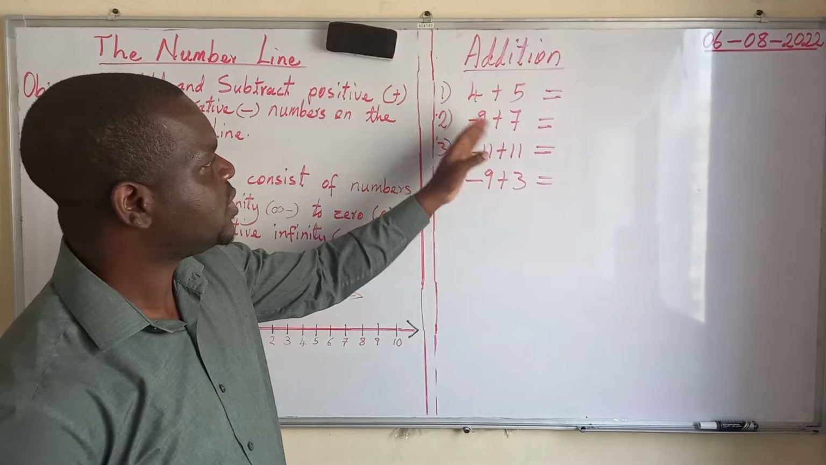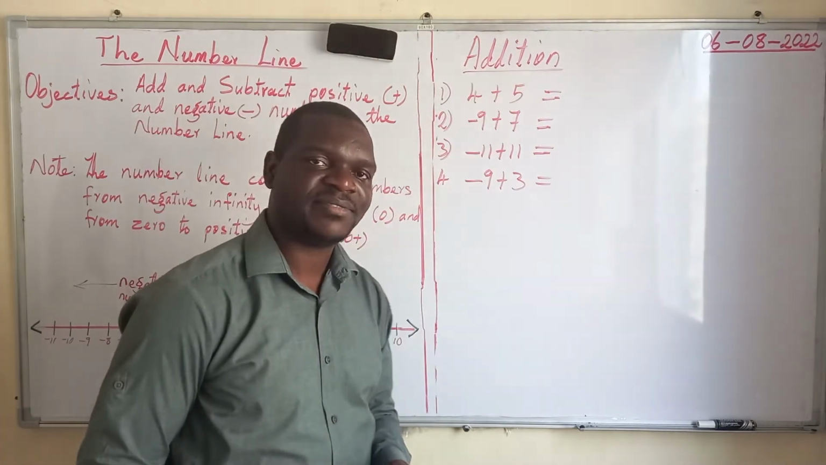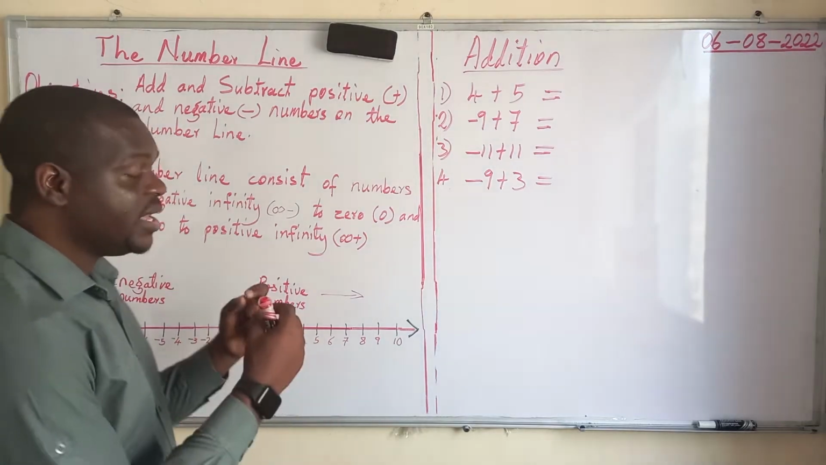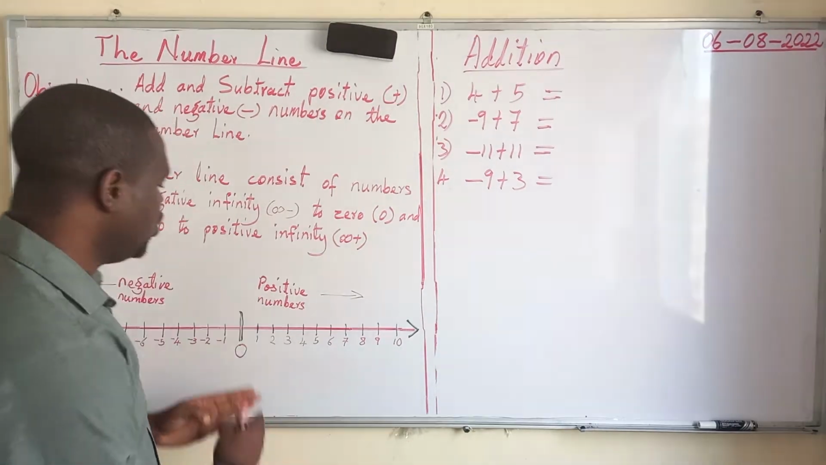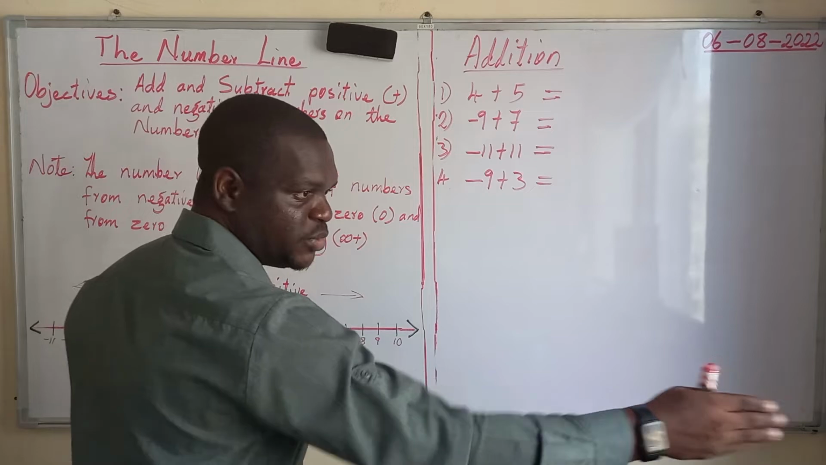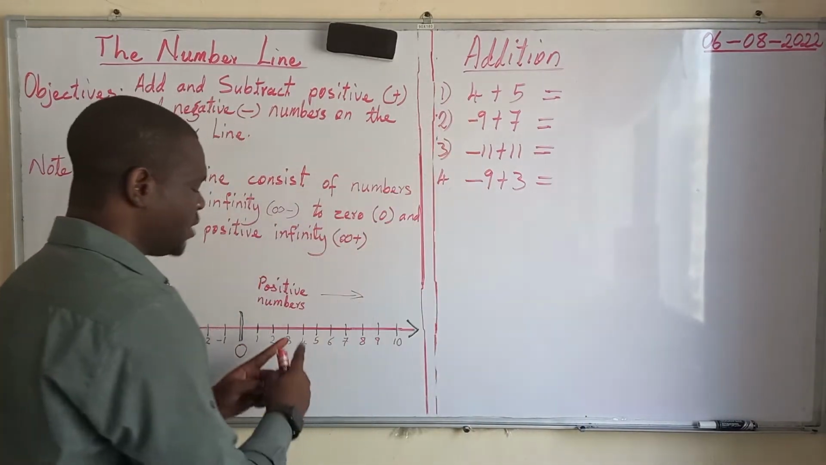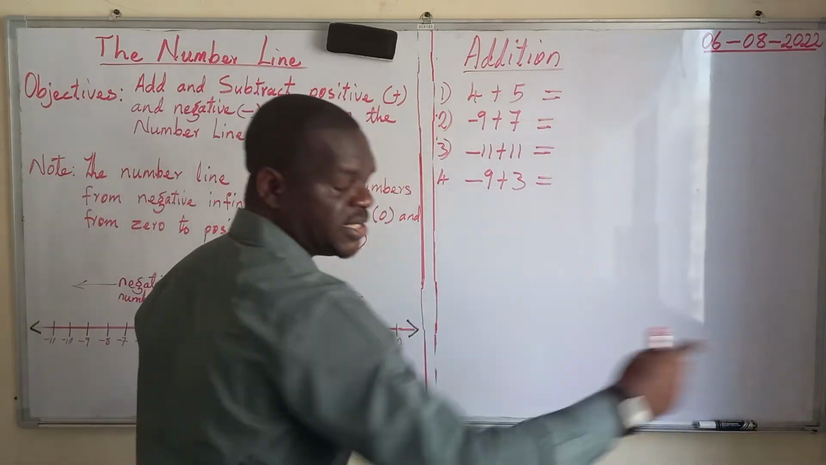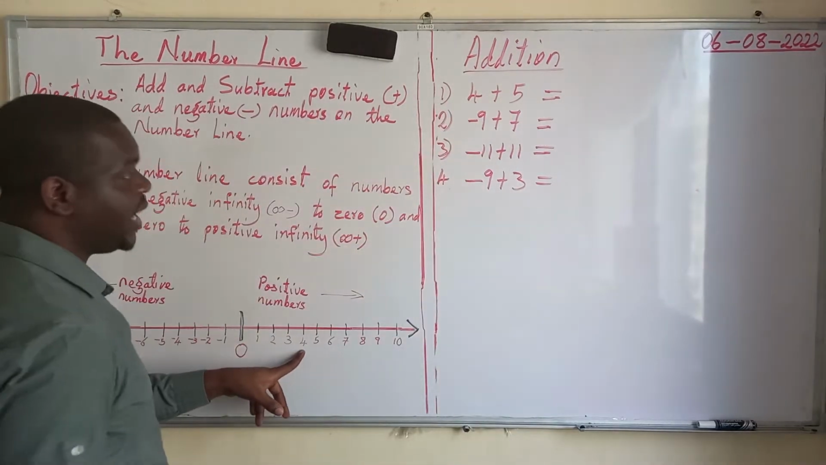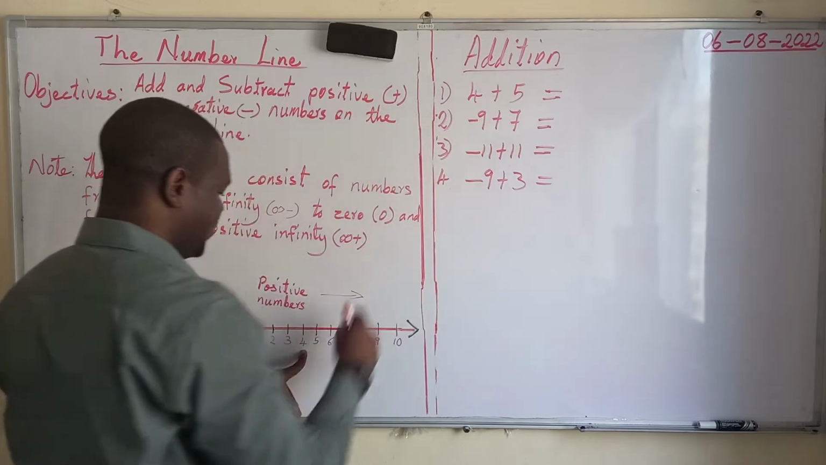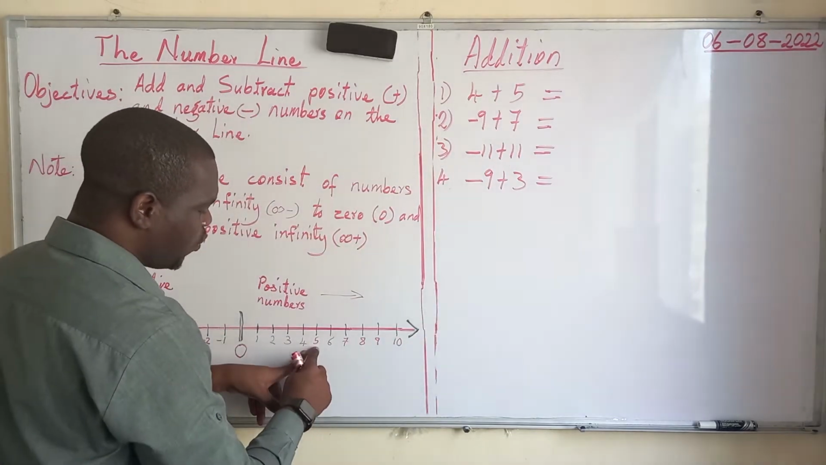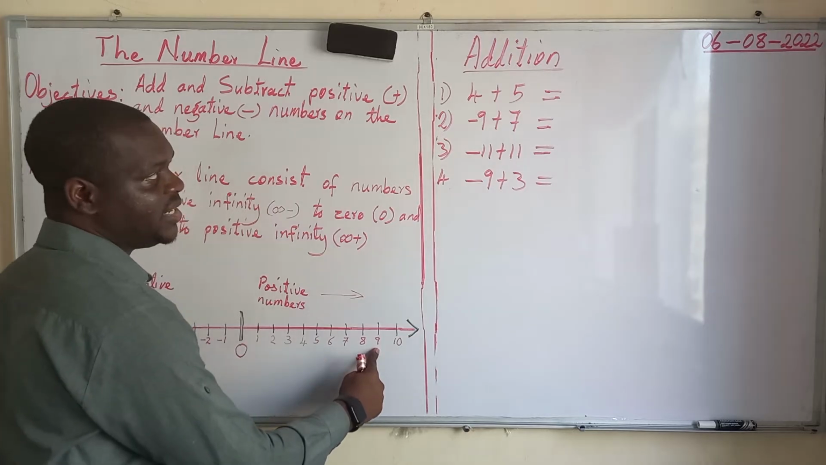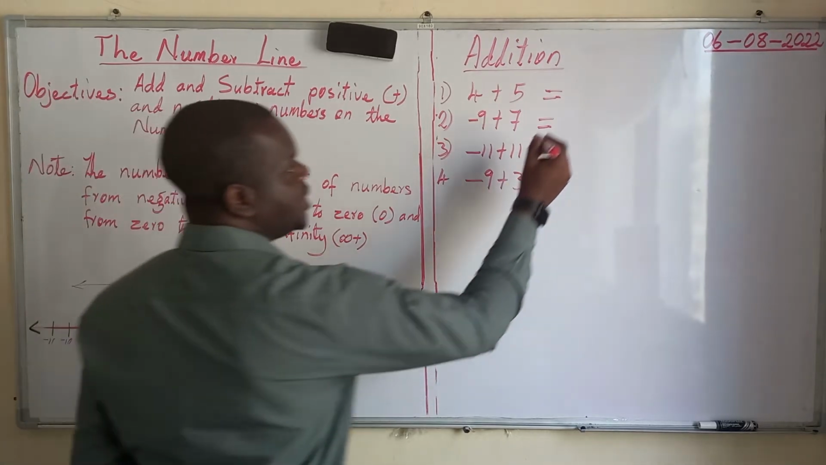Let's look at the first one, 4 plus 5. We come to the number line. Take note, if we are adding, you move to the right. You start from the first number. You can place your finger on the first number we have here, and we move to the right. Our first number here is 4, and we are supposed to add 5. So we count to the right. 1, 2, 3, 4, 5. We have 9. So our answer is simply 9.